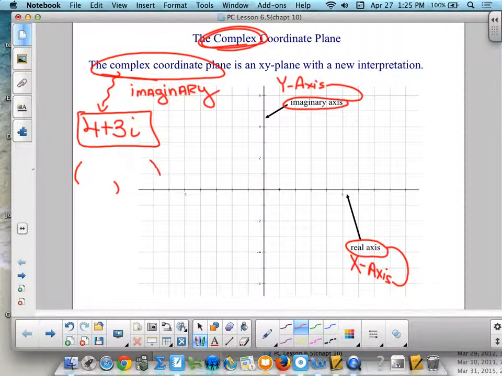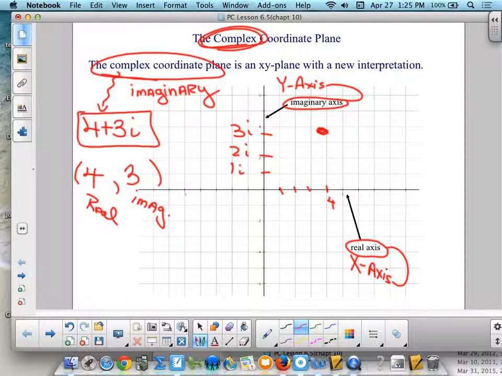Okay? So for us to graph 4 plus 3i, how did we graph it? Yeah, it's just basically 4, 3. 4 on the real axis, 3 on the imaginary axis. So that's all we did. Right 4, 1, 2, 3, 4, and then up 1, 2, 3, i. Put your dot here. There it is. We'll call that 4 plus 3i.